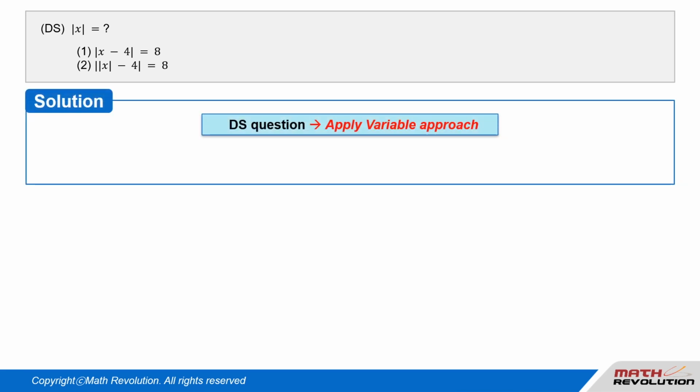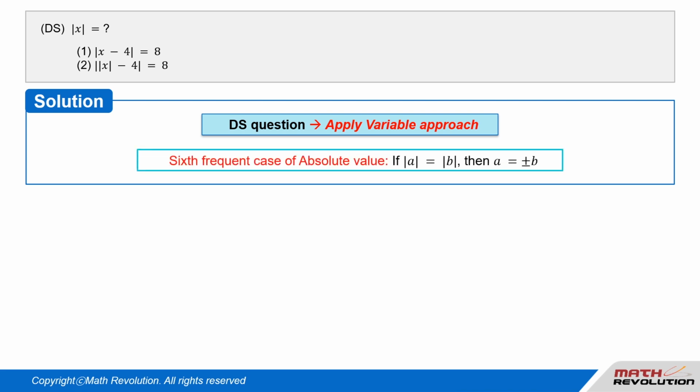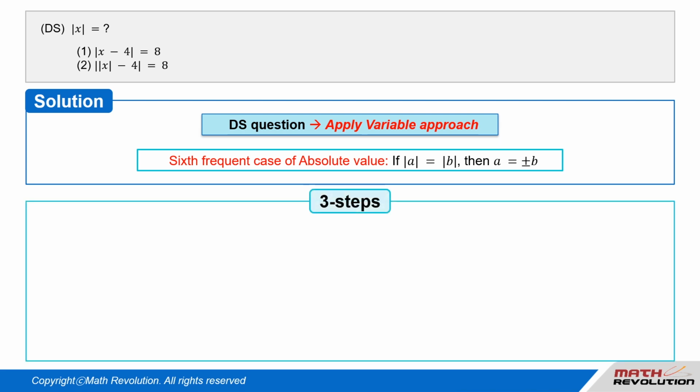Solution. Let's solve this DS question using the variable approach. This question deals with the sixth frequent case of absolute value. Case 6. If absolute value of A equals absolute value of B, then A equals plus minus B. Let's apply the three steps suggested previously.